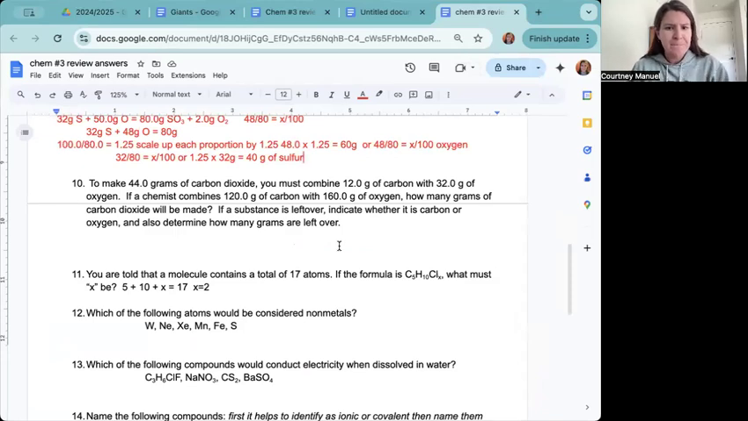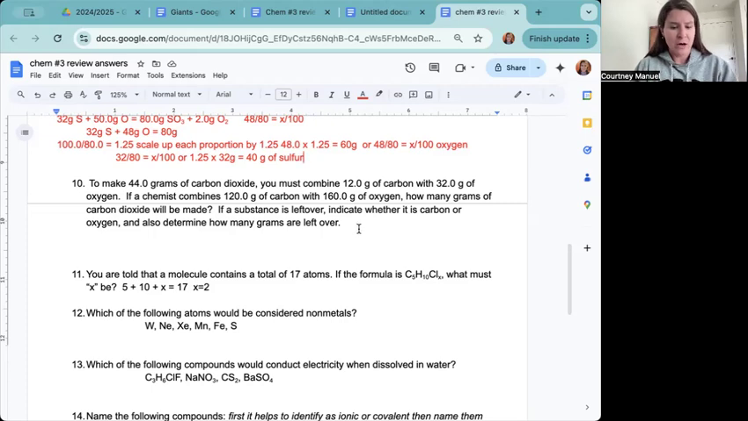Okay, number 10. To make 44 grams of carbon dioxide, you must combine 12 grams of carbon with 32 grams of oxygen. So if a chemist combines 120 grams of carbon and 160 grams of oxygen, how many grams of carbon dioxide will be made?